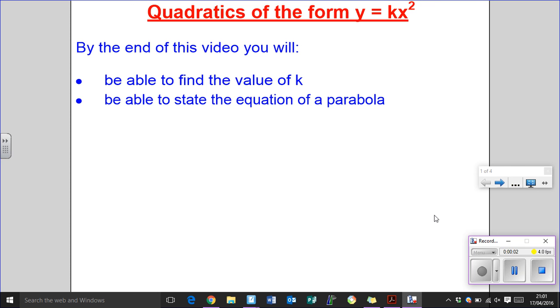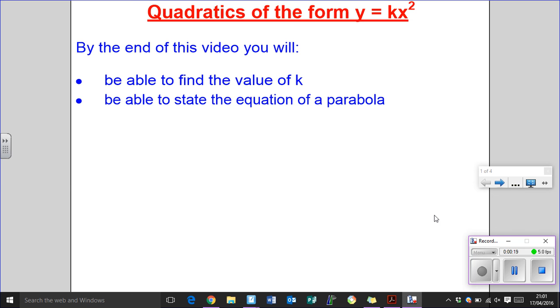This is video number 5 in our series of lessons on quadratics, and we're looking at quadratics of the form y equals kx squared. So hopefully by the end of this video we'll be able to find the value of k and be able to state the equation of the parabola.